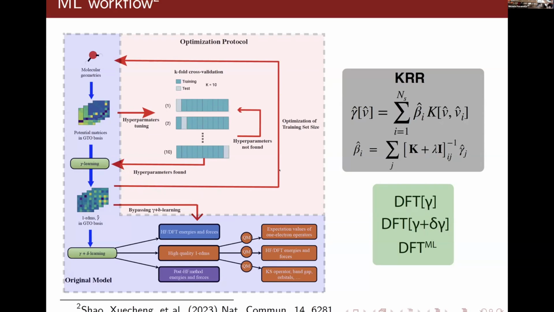Okay, so this optimization protocol that we have recently added includes hyperparameter tuning, optimization of training set size, and optimization of the kernel type. And by doing that, what we have found is that you can completely bypass the gamma plus delta learning step to get access to the high quality 1RDM.